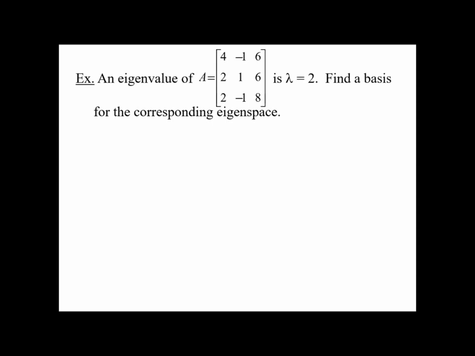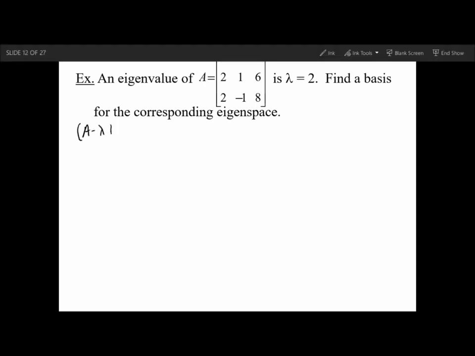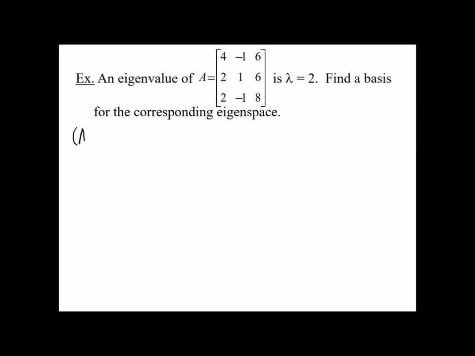Okay, so I don't need to go through the whole process again. I know what I'm doing here. We're going to be considering the equation A minus 2I, right? We're told lambda is 2. A minus 2I times x equals 0. We also discussed that subtracting 2I basically means subtract 2 from just the main diagonal. So that means that we're going to get 2, negative 1, 6, 2, negative 1, 6, 2, negative 1, 6.